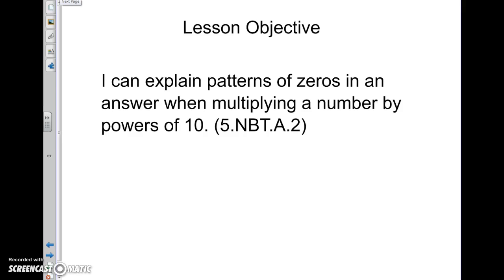Our lesson objective today is: I can explain patterns of zeros in an answer when multiplying a number by powers of 10. It's 5th grade standard, Numbers Base 10 A2.